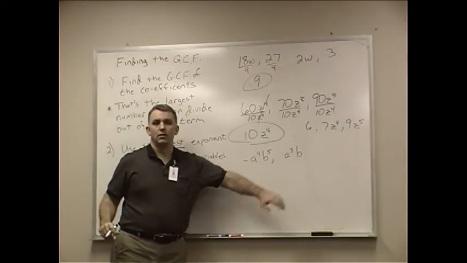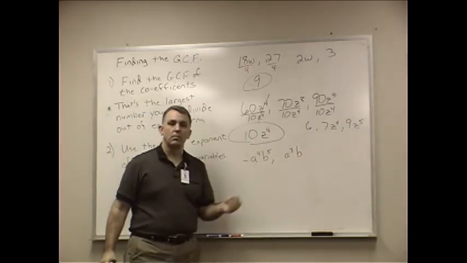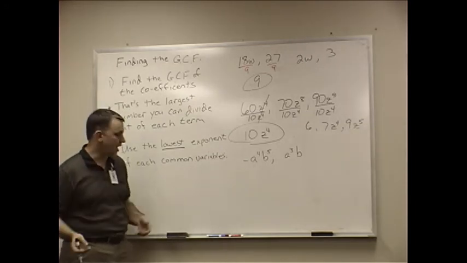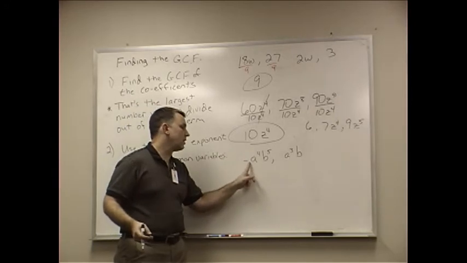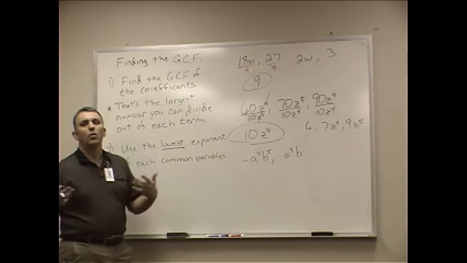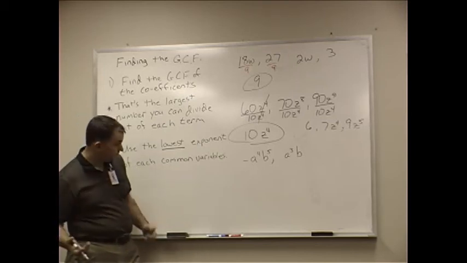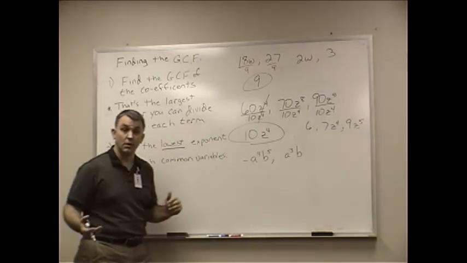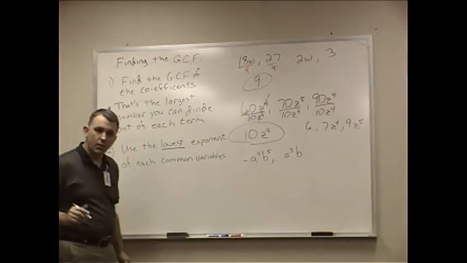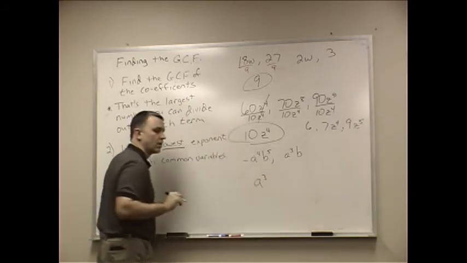Look at the bottom one, no numbers. I have negative a to the 4th b to the 5th, a to the 3rd b. There's no numbers, so there's no numbers that are part of the greatest common factor. Yes, there's a negative 1 there, yes, there's a positive 1 there, but we don't factor out 1s when we're talking about greatest common factor. At least for the coefficients, we don't. So we do have common variables, a to the 4th, a to the 3rd. 3 is smaller than 4, so it's a to the 3rd.